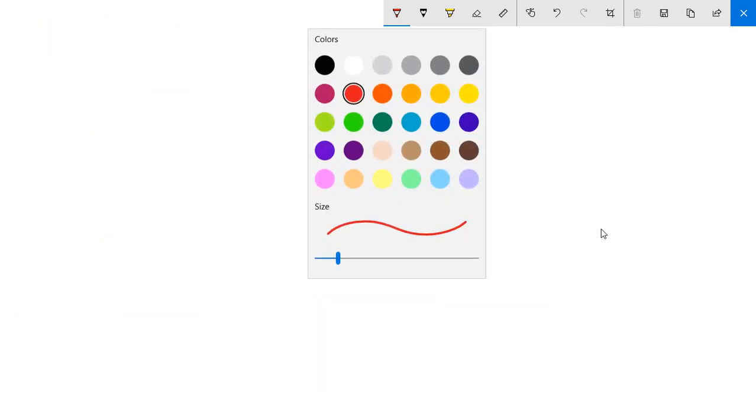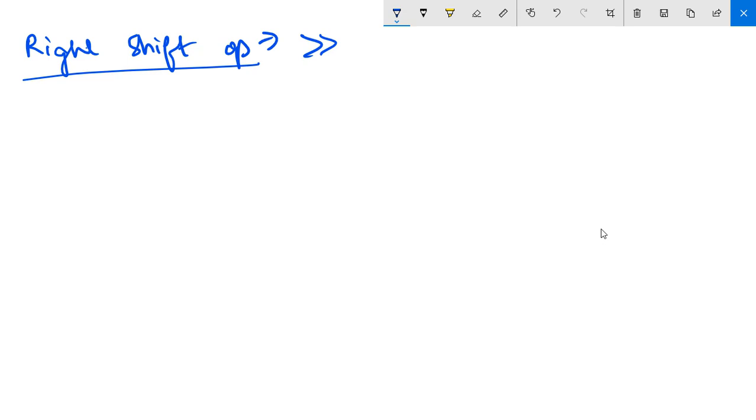So the right shift operator, let me change the color. The right shift operator is represented by this sign. Now let's take a similar example, 5 right shift 1. What we'll get here is, 5 in binary is this, 1 0 1. So this is 5.